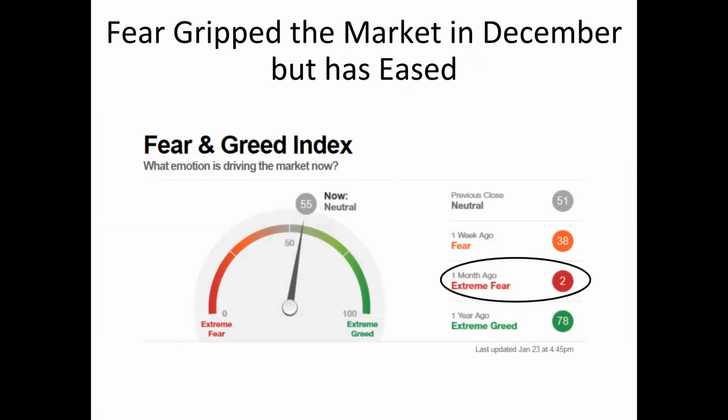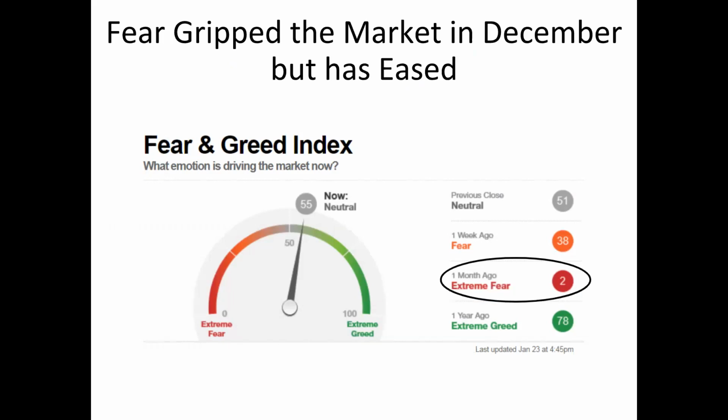This is the CNN Fear and Greed Index. It rolls up a few different indicators and comes out with a composite reading. And it really can be used as a contra indicator at the extremes. And when I mean extremes, today is January 24th. So it was exactly 1 month ago that the market hit that low on Christmas Eve. The CNN Fear Greed Index was extreme fear. It was at a 2. That was a great opportunity to play on the emotions of the market.